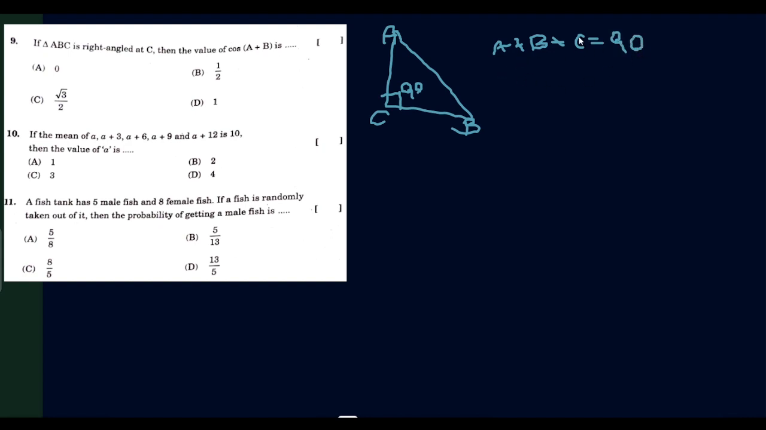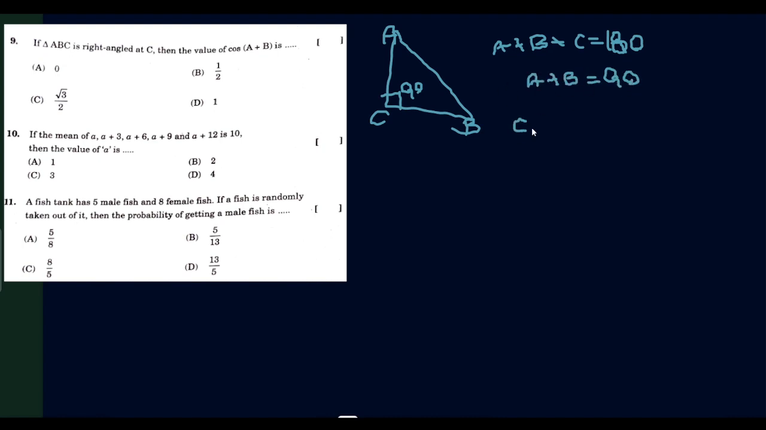If ABC is a triangle, right-angled at C, then what is the value of cos(A + B)? It is a very simple logic, so don't ever make a mistake. A, B, C: the sum A + B + C is equal to 180 degrees, right? Here C is 90, so A + B is equal to 90 degrees.